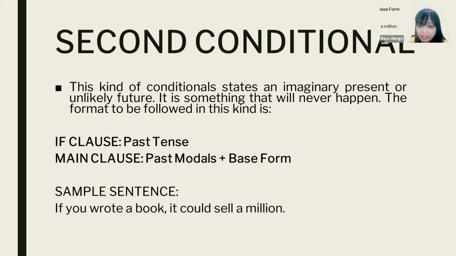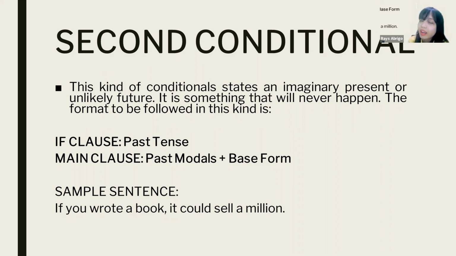And the format is past tense of the verb in the if clause. In the main clause, you have past modals, then the base form of the verb. For example, if you wrote a book, it could sell 1,000,000. Obviously, the goal of the sentence is to state an imaginary event which is impossible to take place. Impossible. Why? Because the present is imaginary.